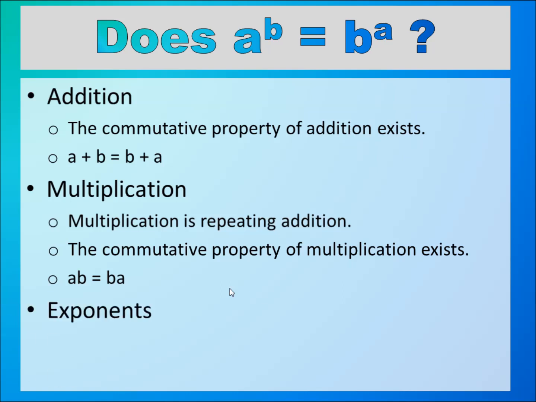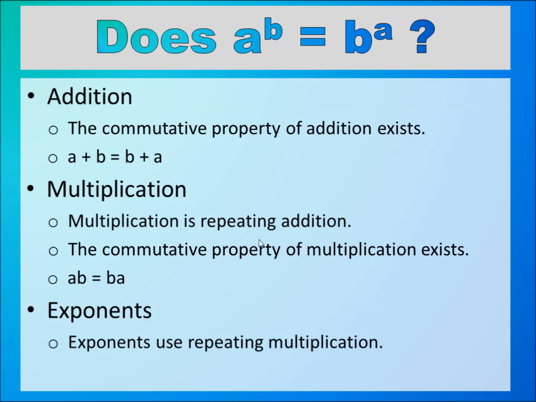For exponents, the definition of using exponents, at least for positive integers, is repeating multiplication. Because addition has the commutative property, multiplication has the commutative property. Multiplication is repeating addition, and exponents use repeating multiplication, both of them at least for positive integers.